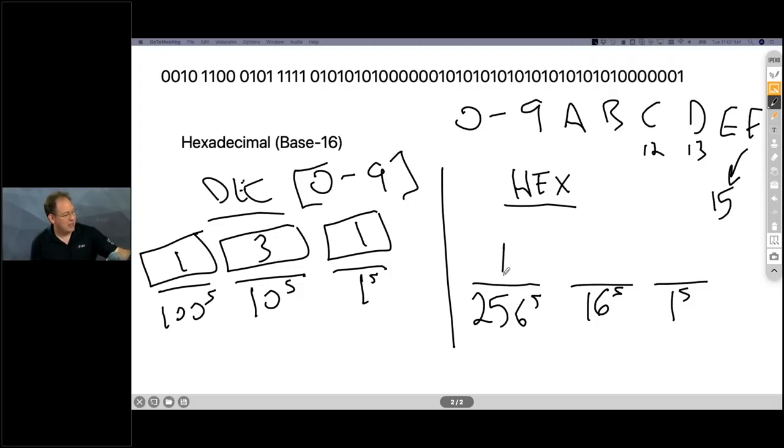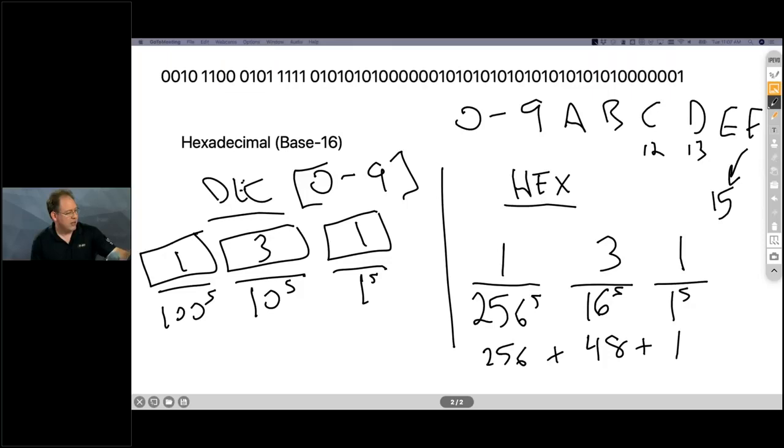So if I give you that exact same number, 131 here, that's not 131. That's 1 in the 256 values plus 3 times 16, which is 48, plus 1 times 1. So if you add all that up, 256 plus 48 plus 1, that would give us whatever 131 is in hex, converted over into decimal. All right, so there's our little quick tutorial there on hexadecimal.